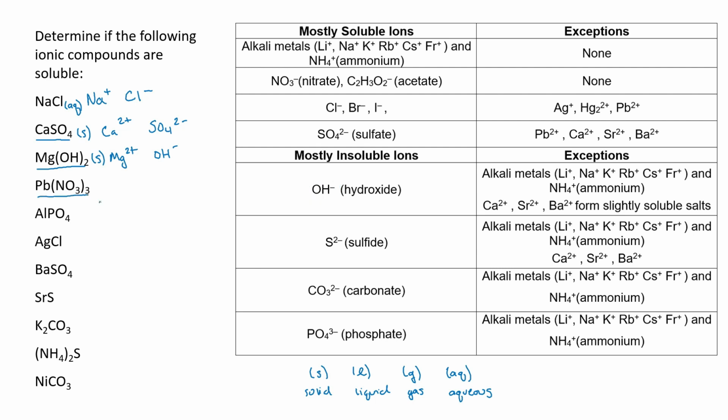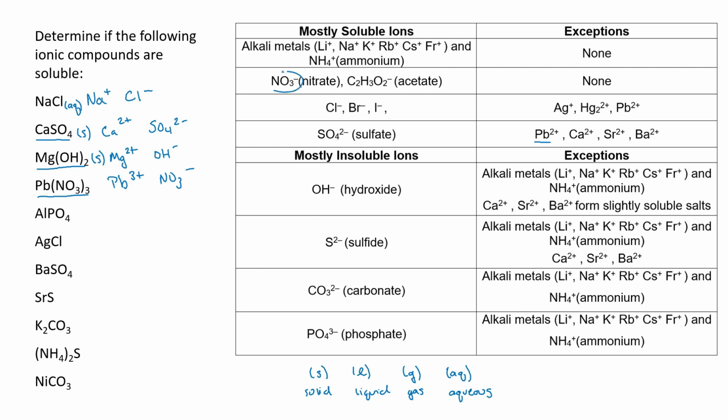On to lead nitrate. So I have a lead cation and nitrate is my anion. Let's check the table. I do see lead, but it is over here on the right-hand side, so I'm going to hold off and see if I can find nitrate. Ideally, I want to find either my cation or my anion in my left-hand column, and then look at the exceptions in my right-hand column. Okay, so my anion is nitrate.